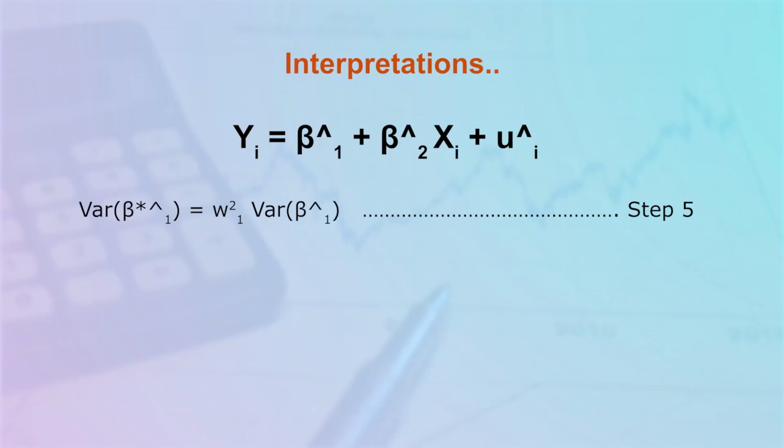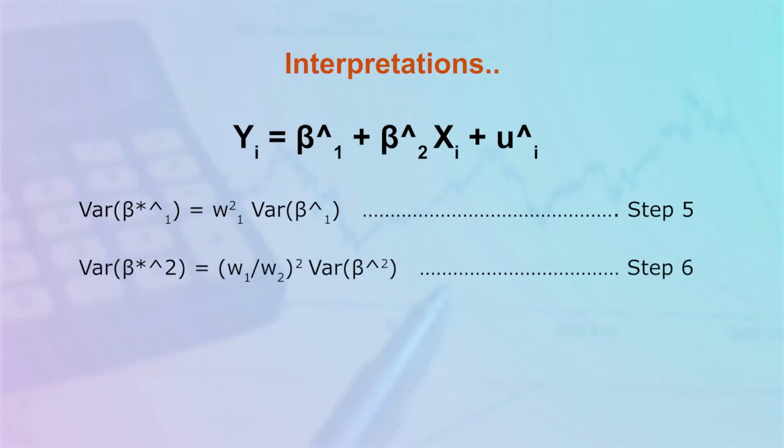So whether it is the variance of the intercept term or the variance of the slope term, they are getting inflated by the value of the weight. In case of the intercept term, it's only W1 square, and in case of the slope term, it is the relative ratio of the weights, W1 by W2, whole square. It's in the square form because it's a variance.